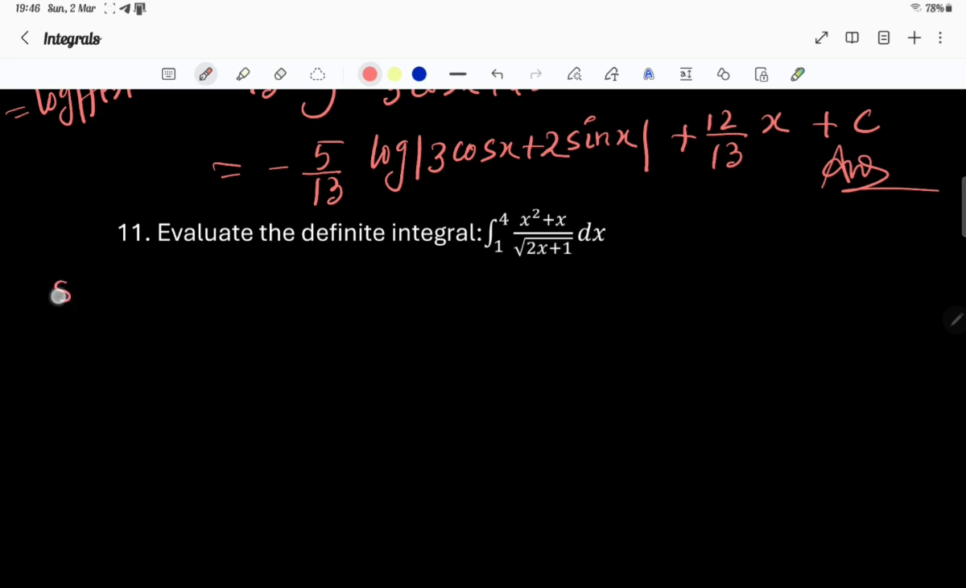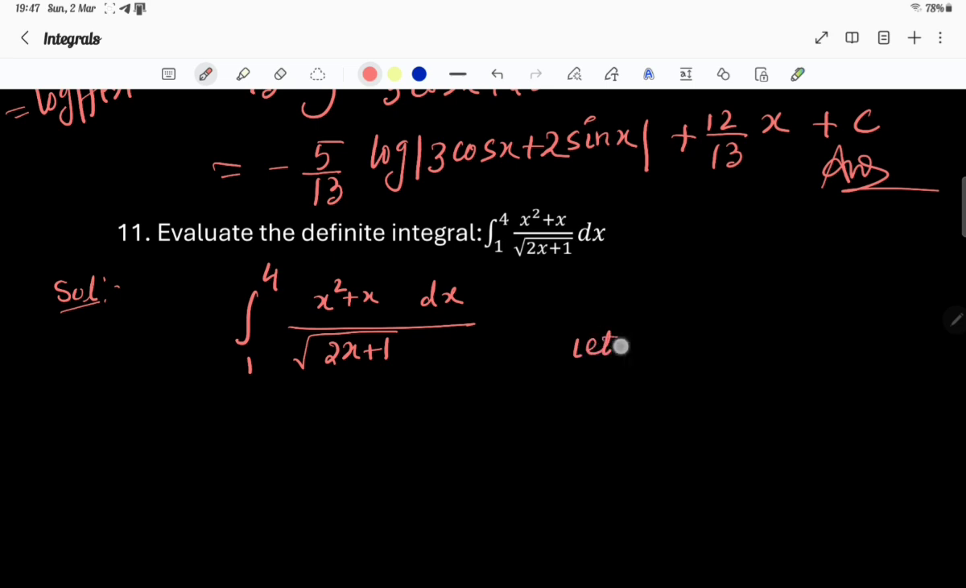Question number 11 is like this. See here integration, so it is definite integration, okay, integration 1 to 4 (x² + x). So x you can take x + 1 dx by, acha, instead of making common you can write x² + x in the denominator 2x + 1, no? So can I take let 2x + 1 is equals to t square, same, okay, or you can take t also, so t square.